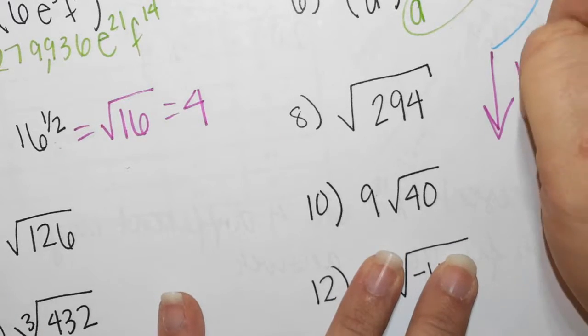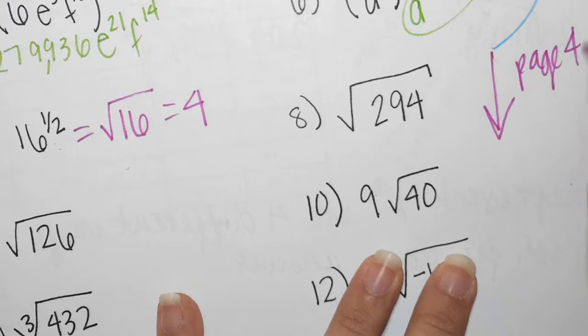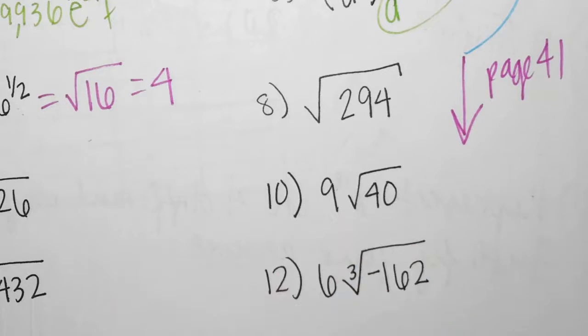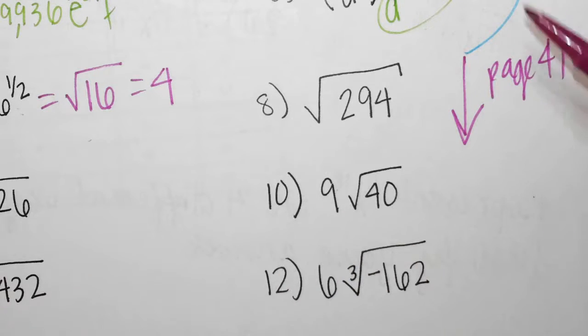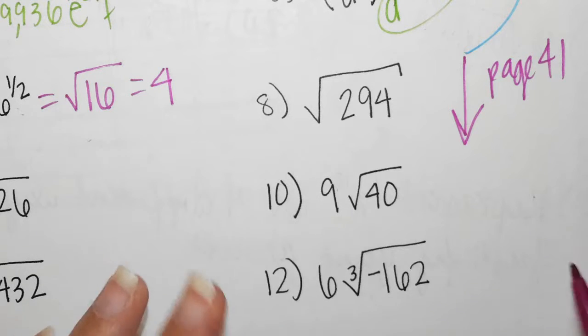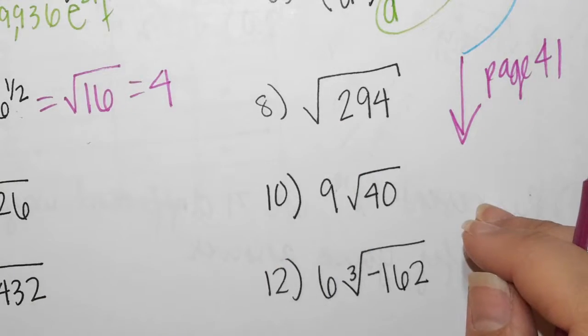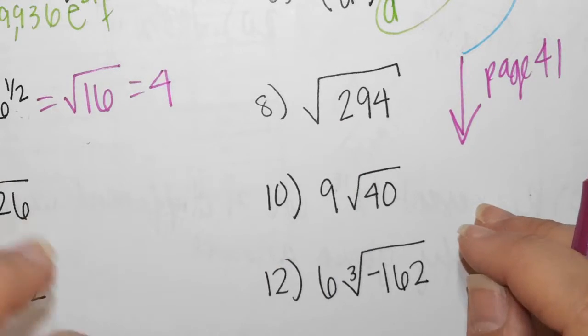So, page 41. Now, this is where it starts being the biggest perfect square, perfect cube that goes into the radical. How do you know when to use the biggest perfect square? When it doesn't have an index. Good, take a point. How do you know when to use perfect cube? It has to have a 3. Awesome. Alright, so what is the biggest perfect square that goes into 294?